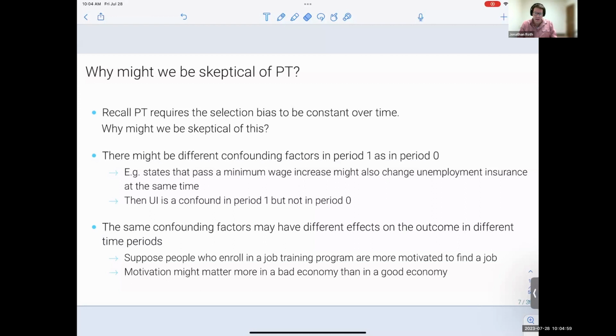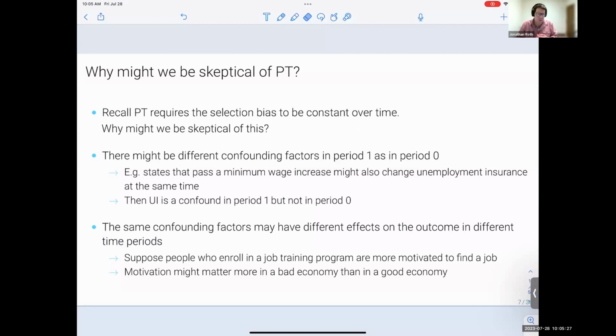But the impact of motivation on an outcome may matter more in some periods than in others. So suppose in period zero, the economy is pretty good, so you don't actually have to be that motivated to find a job. There may not be that many differences between these two sets of people. But if in period one, we have a recession and it's hard to find a job, you have to be really motivated and apply to a lot of jobs, then this impact of motivation may matter more in the second period.